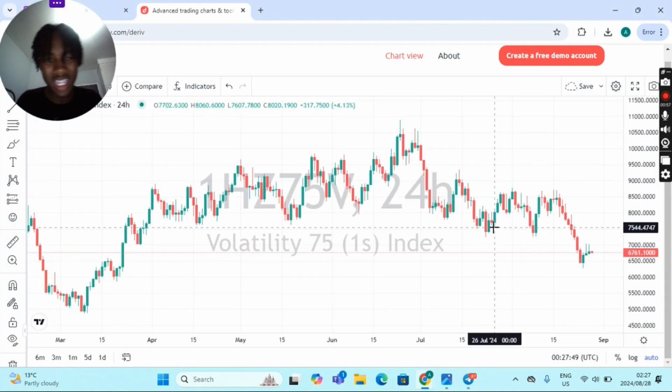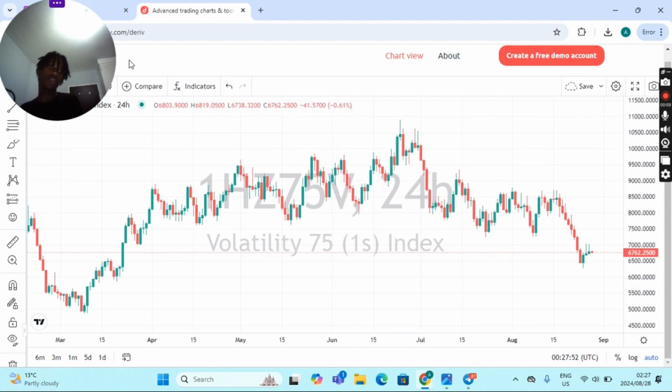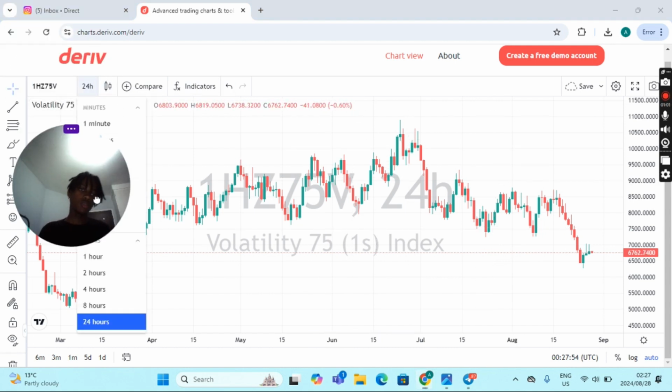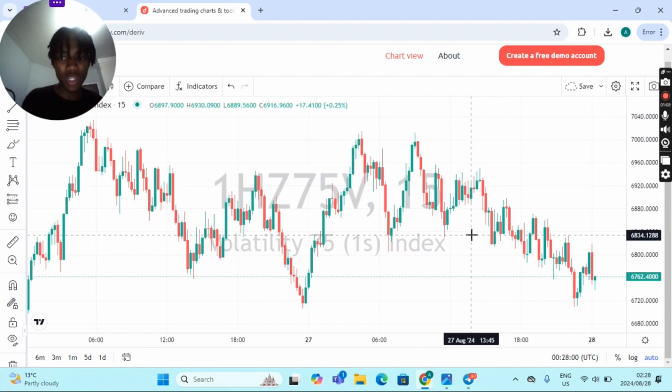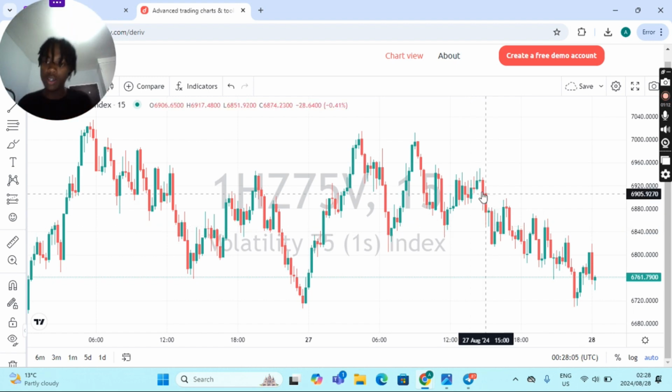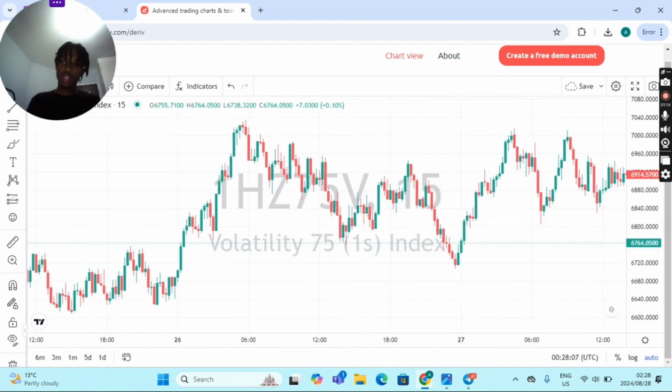So in order to properly execute the strategy, we need to be on the 15 minutes time frame, right? It's a very easy strategy. We're going to be looking for one key component, and that is a consolidation. But what is that?